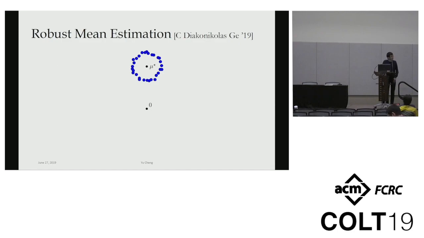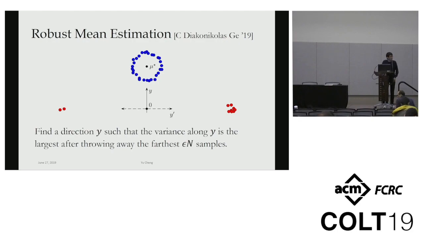To do that, I'll first recall the approach in the earlier work for robust mean estimation. The key step in that algorithm is the following observation. When you have no corruptions and you are trying to estimate the mean of a distribution, you just find the direction that maximizes the variance of the projected samples. In this case, you will find this direction y, and you can show that y would roughly point to the true mean. However, this is no longer true when you have corruptions, because this direction y prime might have larger variance than y. It turns out the right thing to do is, after you project samples along this direction, to remove the epsilon fraction that's farthest away, and then use the variance of the remaining samples as your measure.